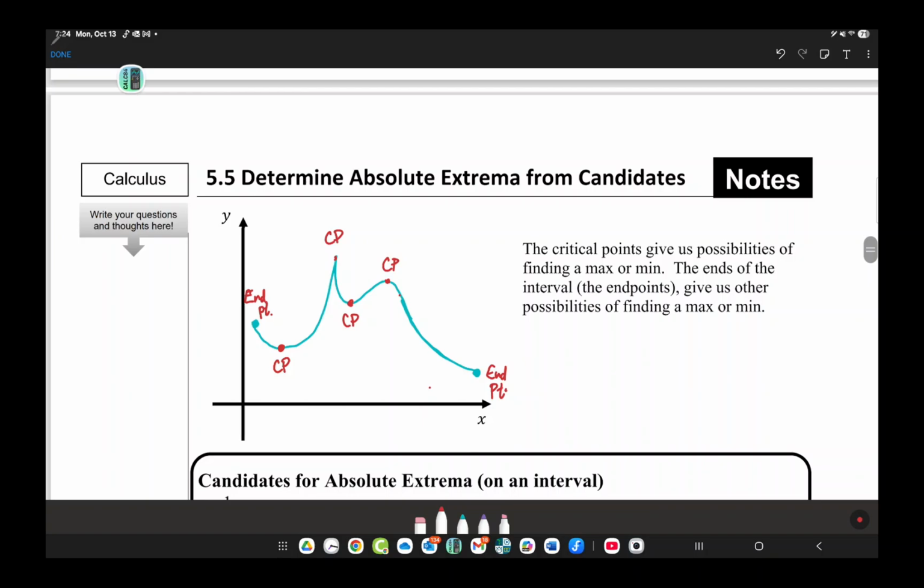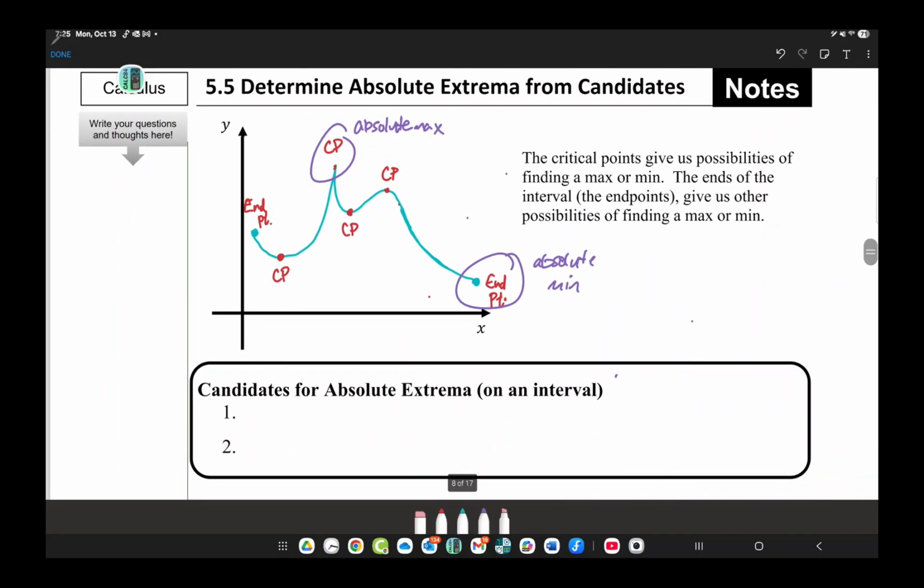Now, if we're given a graph, we can easily see that right here is the absolute max, and right here is the absolute minimum. So it's easy enough to identify which ones are absolute max and absolute minimum. The whole point of this drawing is to tell you what the candidates are for your absolute extrema, and that could either be one, your endpoints, or two, your critical values, or critical points.